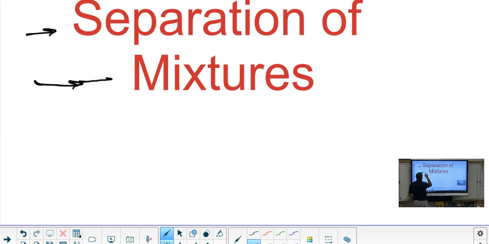So the first thing we need to know is what a mixture is. If you're a note taker, write this. If you're not, it's fine. A mixture is something physically, two or more substances physically blended together.